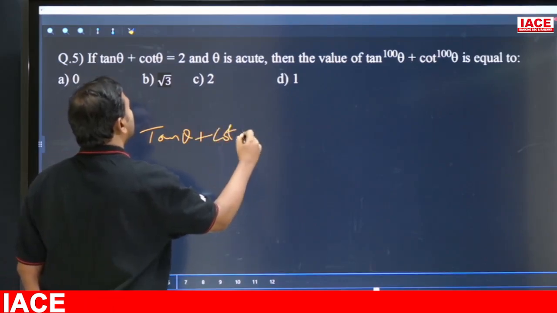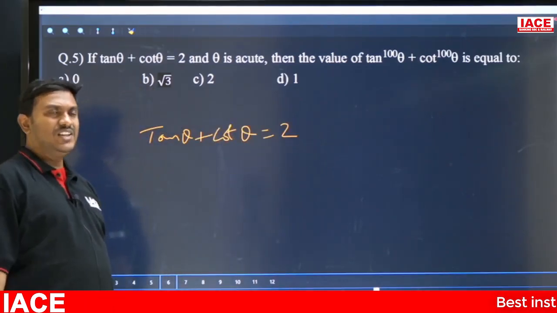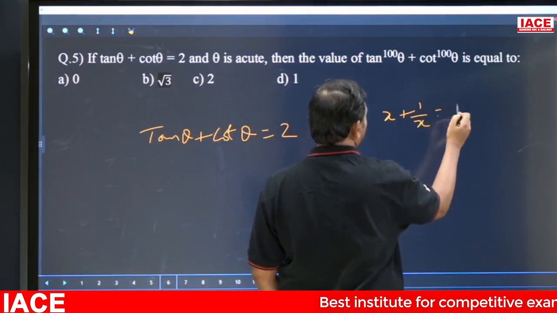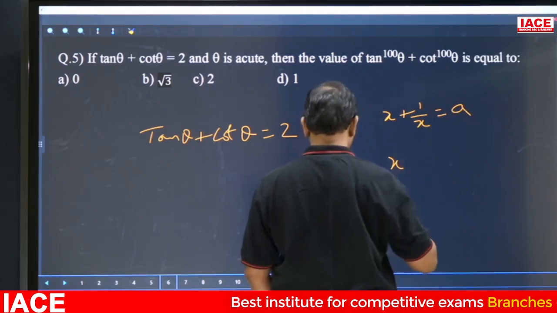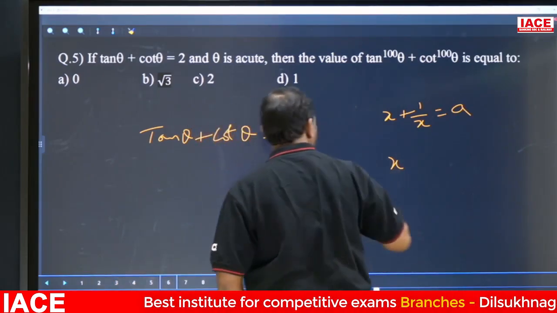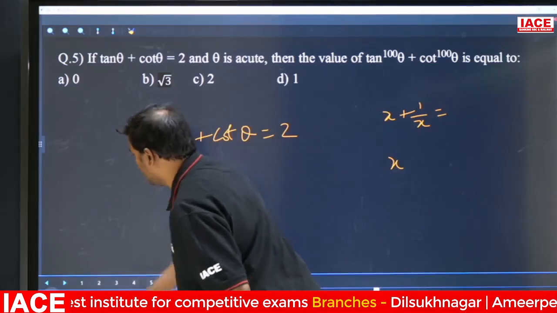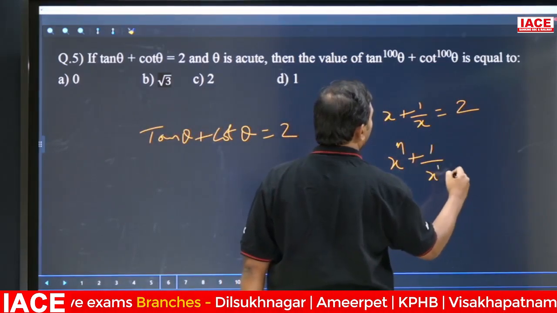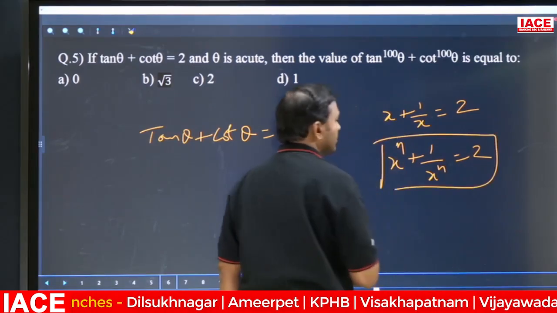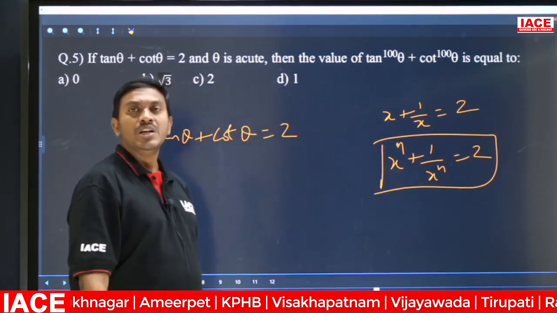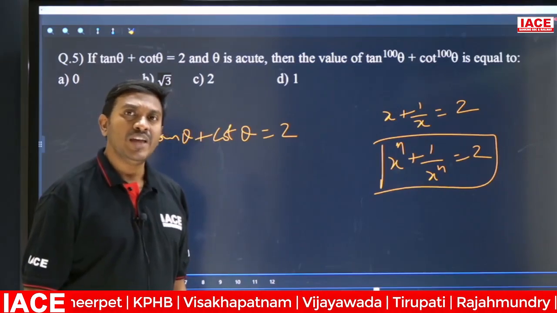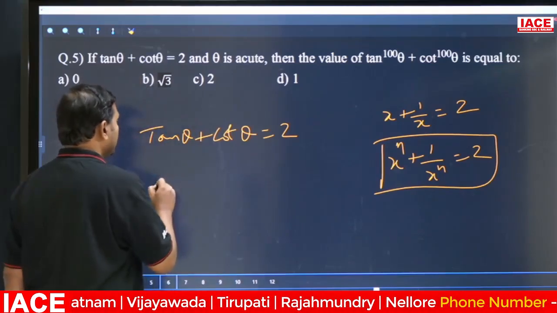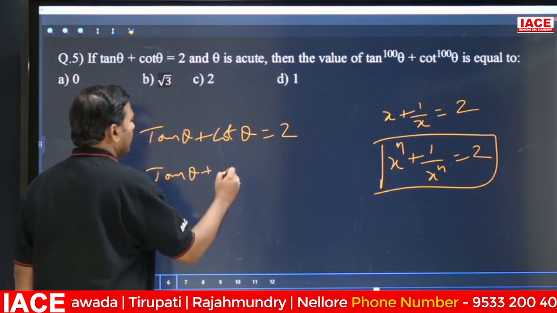So in that way we will see. Okay, actually this is the question related to, what is the question? If x plus 1 by x equal to 2, then x power n plus 1 by x power n value is also equal to 2. So this is the point we'll discuss in algebra. So anytime if x plus 1 by x equal to 2, x power n plus 1 by x power n value is also how much? 2. So tan theta plus cot theta means 1 by tan theta.